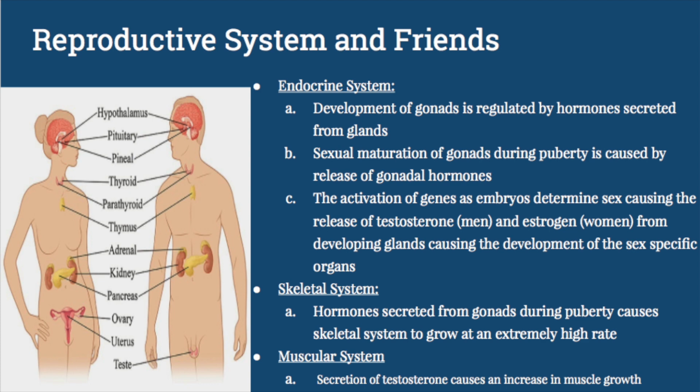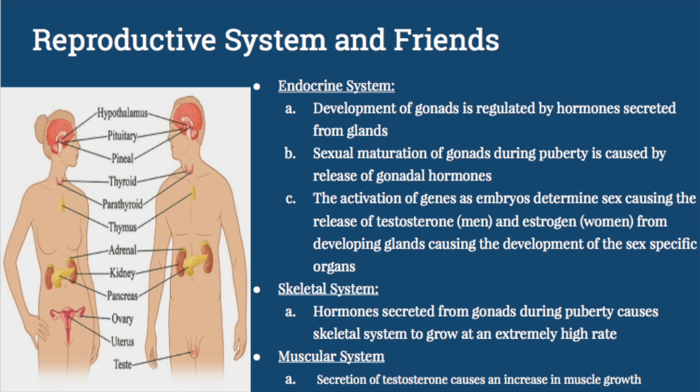And now we have the reproductive system and other systems. In the endocrine system, the development of gonads is regulated by hormones secreted from glands. Sexual maturation of gonads during puberty is caused by release of gonadal hormones. The activation of genes as embryos determines sex, causing the release of testosterone for men and estrogen for women from developing glands, causing the development of the sex-specific organs.